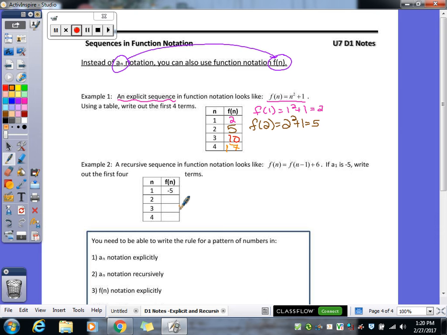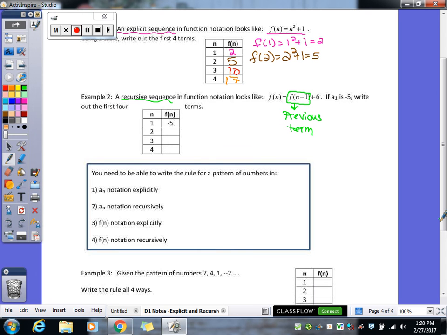Same thing goes with recursive. You can still do recursive using your function notation. It would have this notation in it, which also still means your previous term. When you see that n minus 1, you've got to be thinking in your head, you're dealing with a recursive formula. It's a previous term thing.